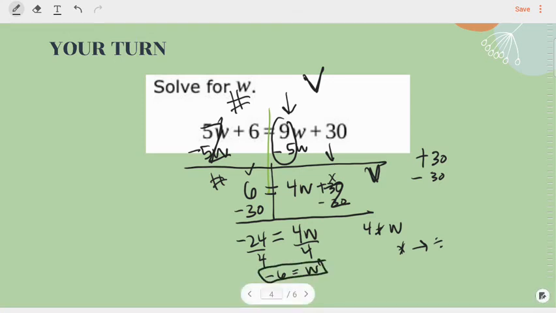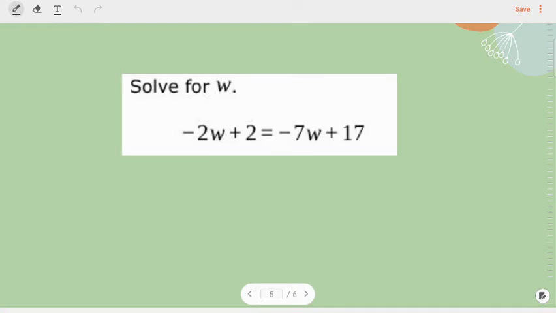All right. I only want to talk about one more type of problem, and I want you to try that. What do I do when there are negative variables? So this has negative 2W and this one has negative 7W. Well, which one's bigger? Remember a number line.